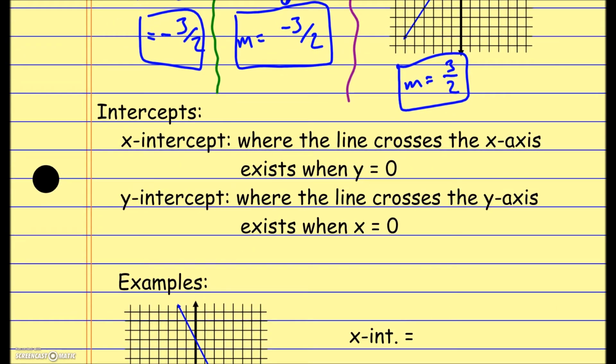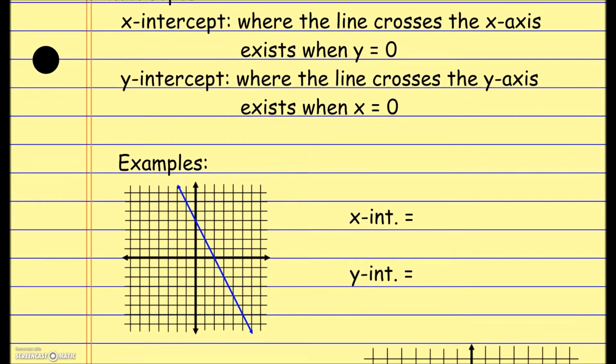When we talk about the intercepts of a linear equation or a linear function, the x-intercepts are where it crosses the x-axis, and they exist when y equals 0. That's kind of the algebraic scenario. So graphically, it's where it crosses the x-axis. Algebraically, it's where y equals 0. The y-intercept, again, graphically, it's where it crosses the y-axis. Algebraically, it's where x equals 0.